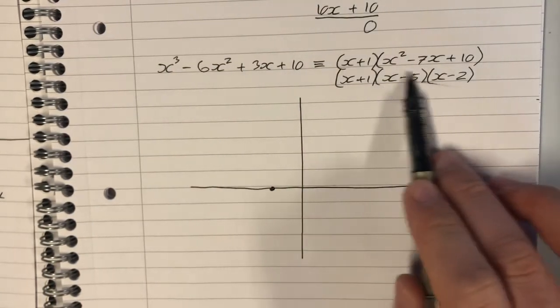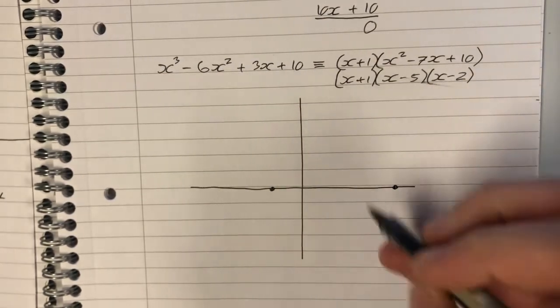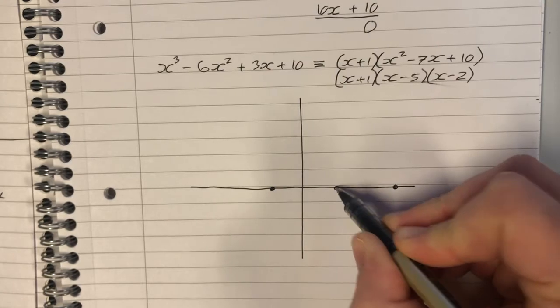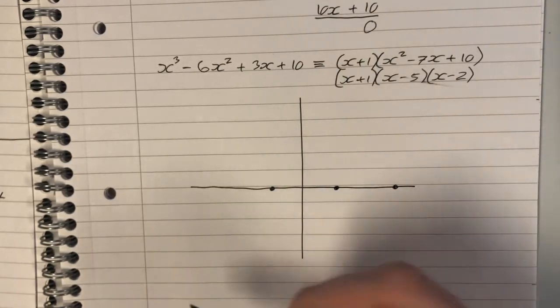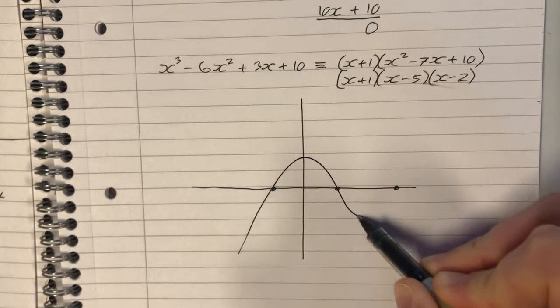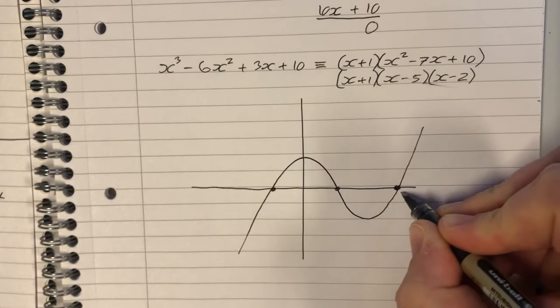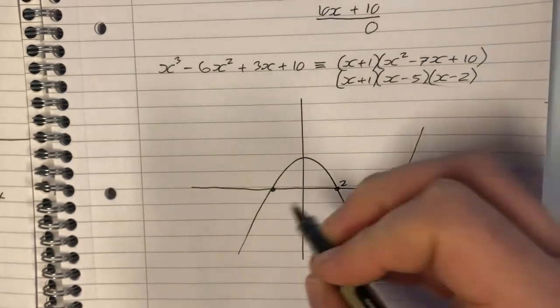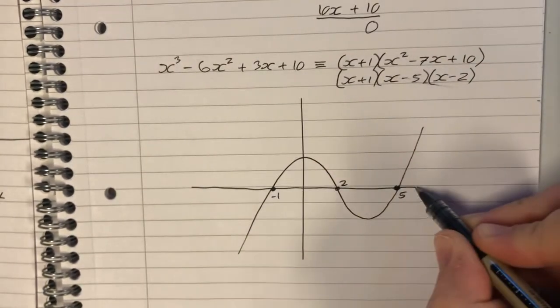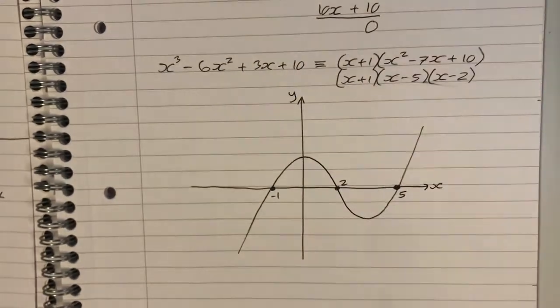For this bracket to be 0, x is 5. And for this bracket to be 0, x is 2. I said start low and end high, so it's going to come up from there, it's going to come down, and it's going to go up in that kind of cubic shape. And then just mark where it crosses the axes, so 5, 2, and minus 1. It doesn't need to be to scale, it's just a sketch. So this is absolutely adequate.